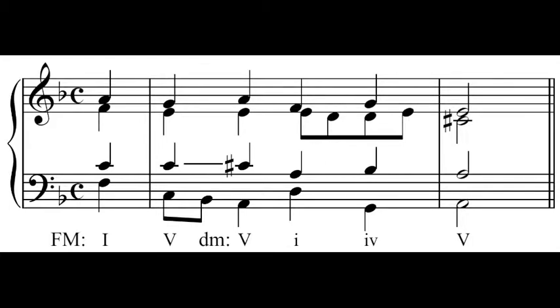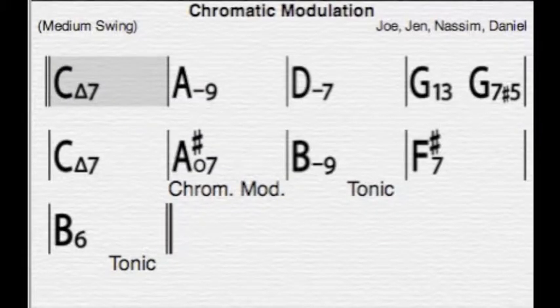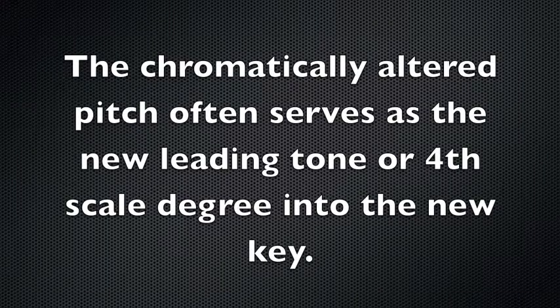In some cases, a chord in neither the old key or new key may be presented as a transitional chord. A chromatically altered pitch often acts as the new leading tone into the new key or the new fourth scale degree. This modulation could be a faster way to reach more distant tonalities, although it lacks the smoothness of the subtle modulation through parallel keys.